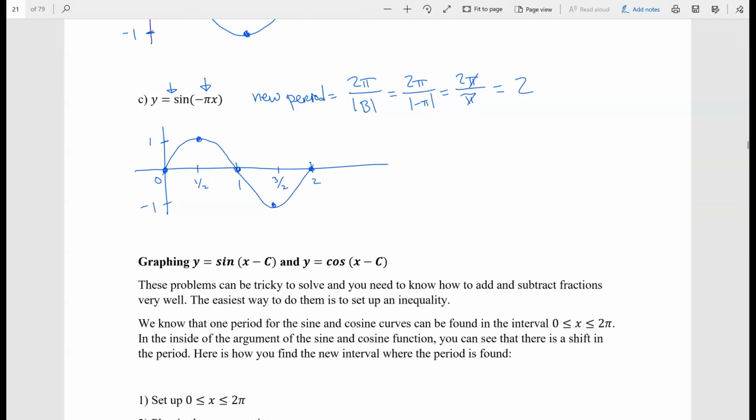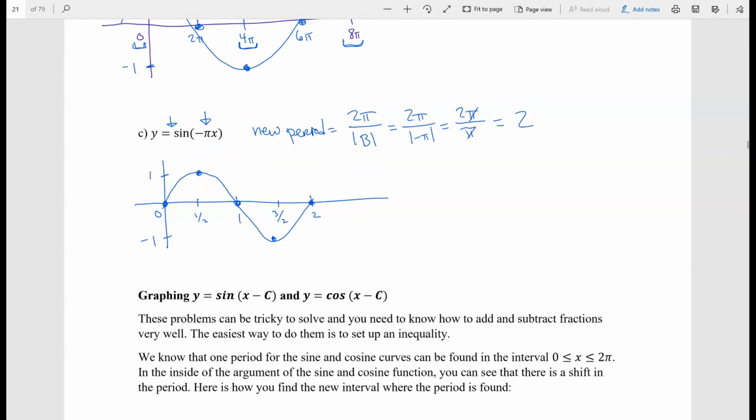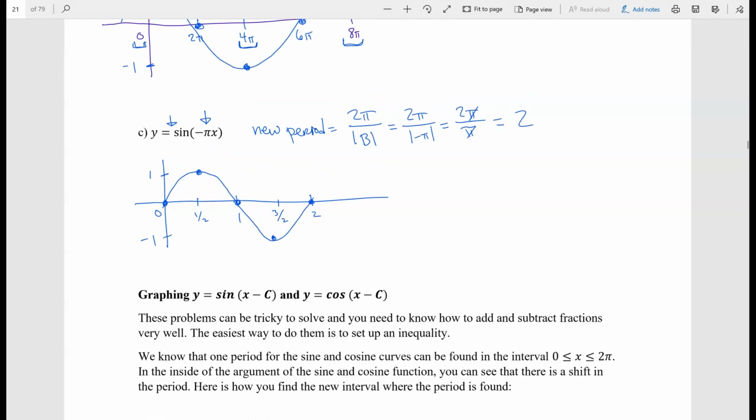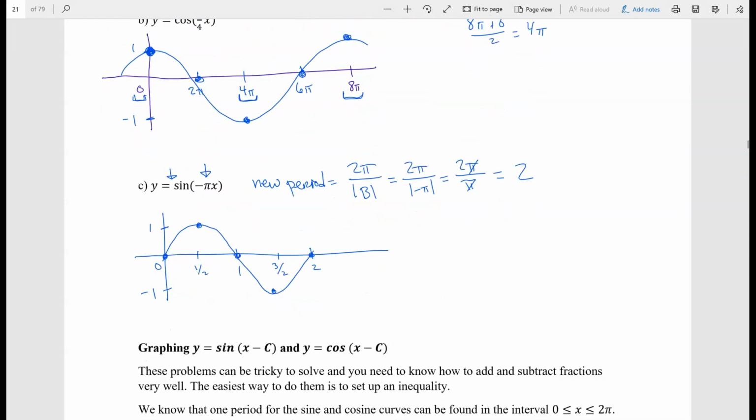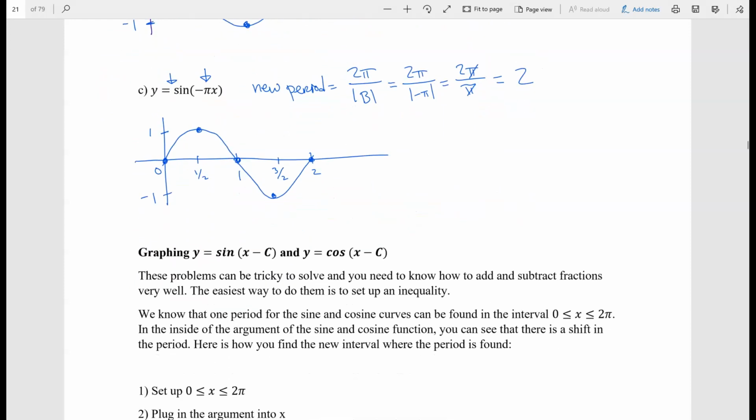Okay, so it's a little bit more work when there's a period change, but that's basically what you do. So in the next video, we're going to do some that are a little bit more complicated.